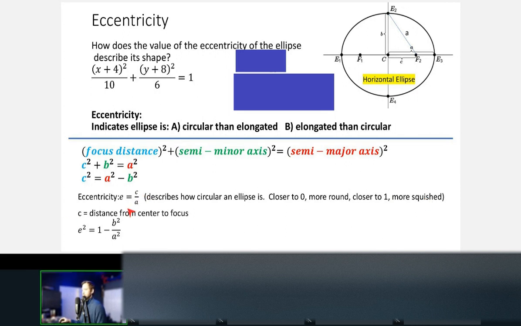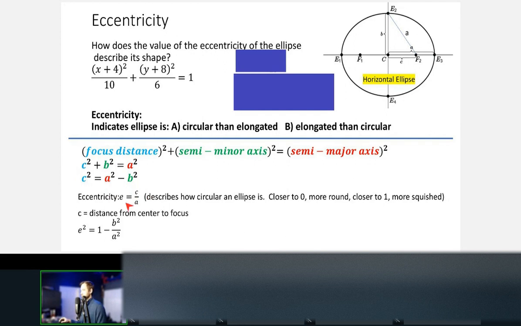We all know that the C value is the distance from the center to your focus point. We know that the A value is the distance from the center to a major vertex. Your B value is the center to a minor vertex. So we could use this equation here if you actually knew these pieces. However, we don't know C directly without doing some math. So we have this other equation, and this is the one that you really want to use.